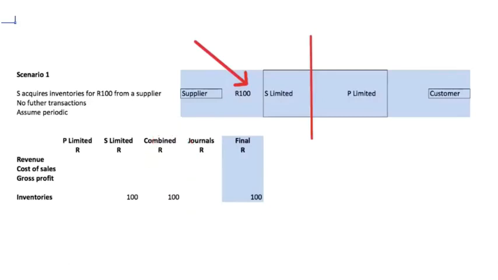Consider the group scenario now. In a business combination, we view S and P Limited as one entity. Then we want to account for transactions with third parties. The supplier is a third party. So acquiring the inventories into the group within the red circle of R100 is quite correct. That is the cost of the inventories to S Limited and the cost to the group as well.